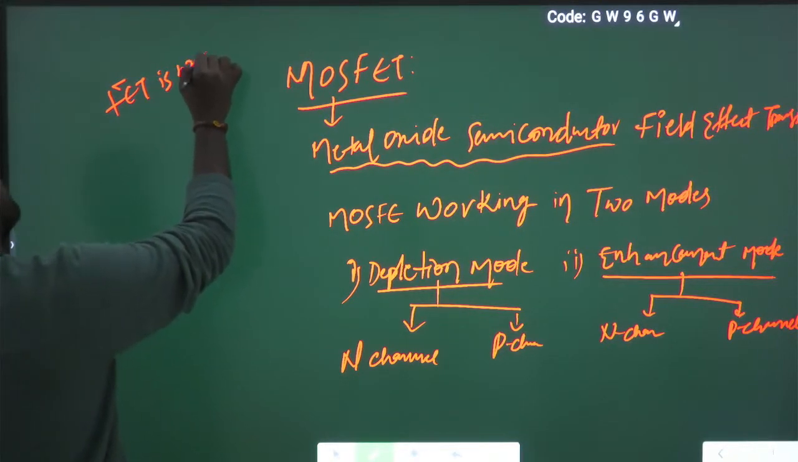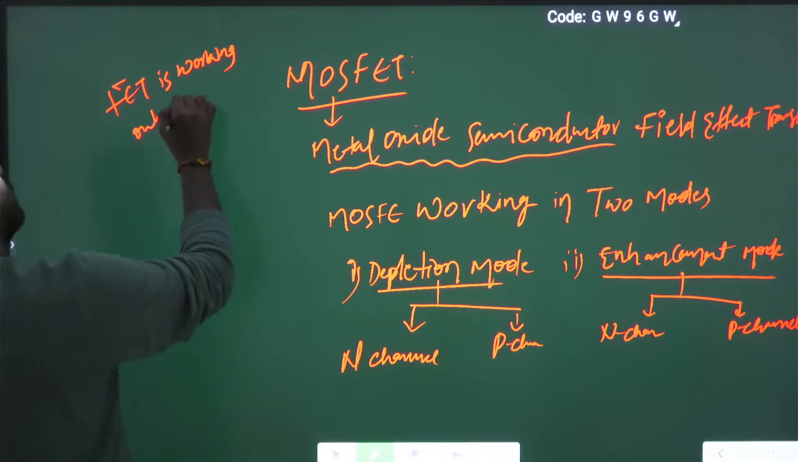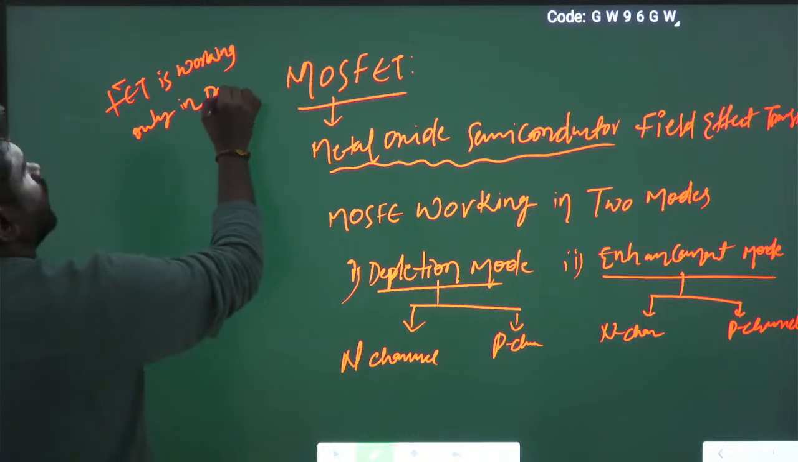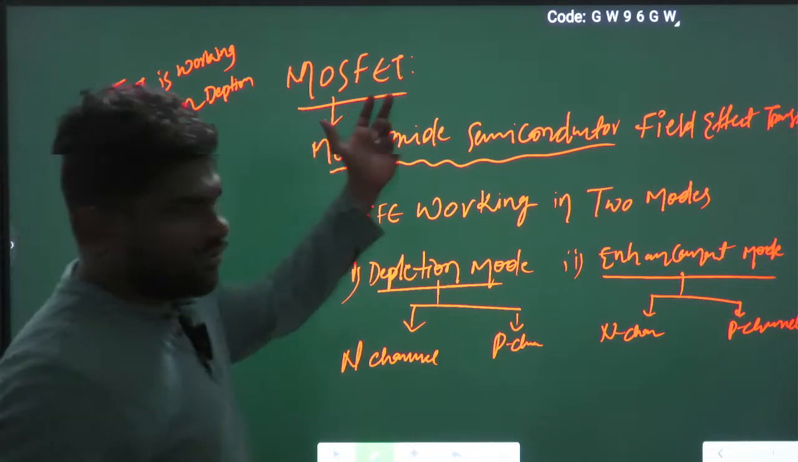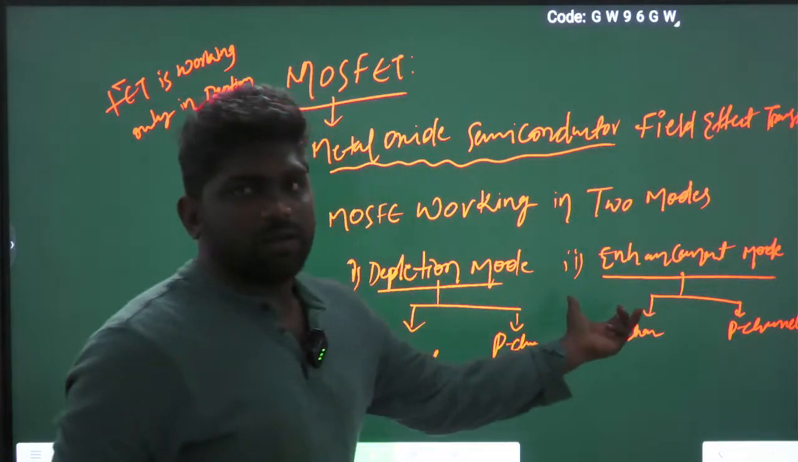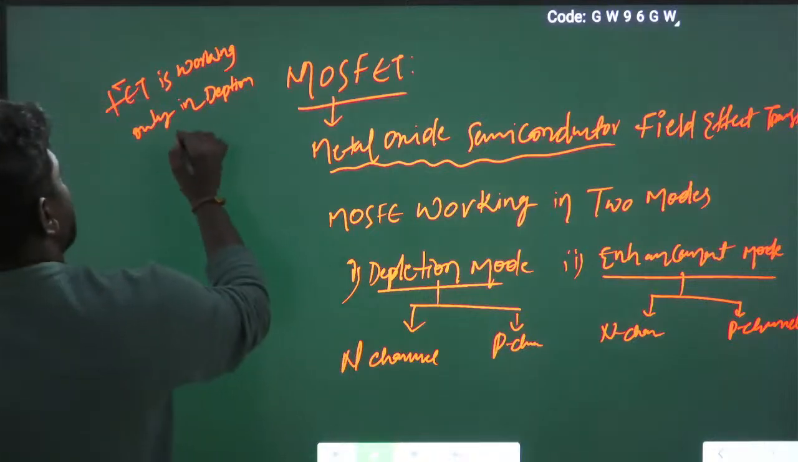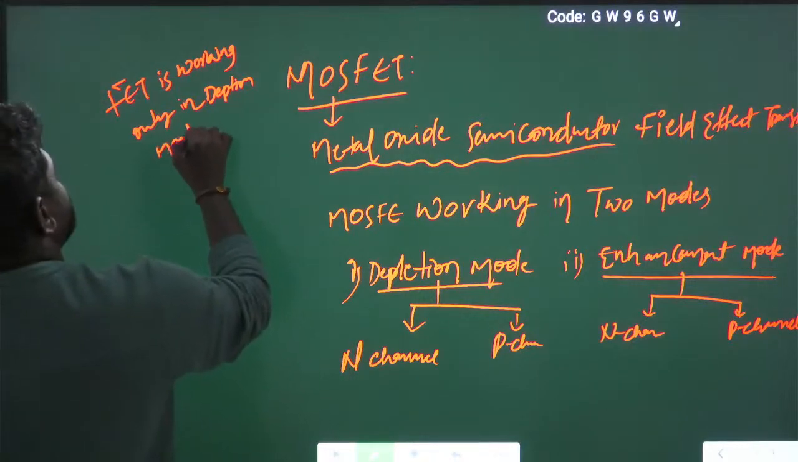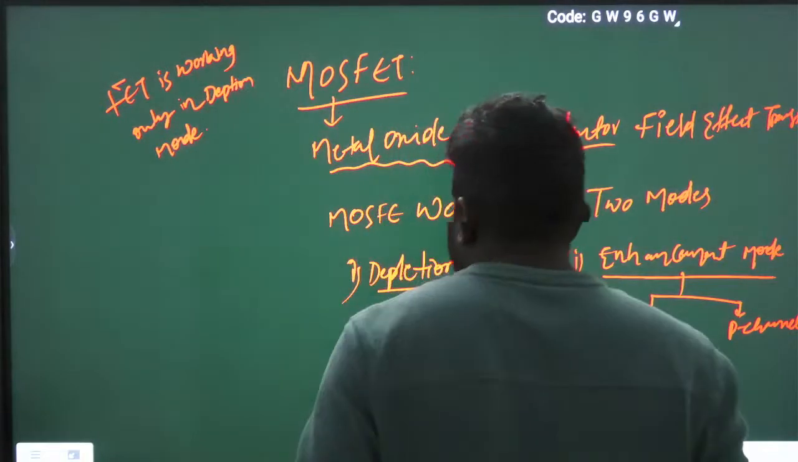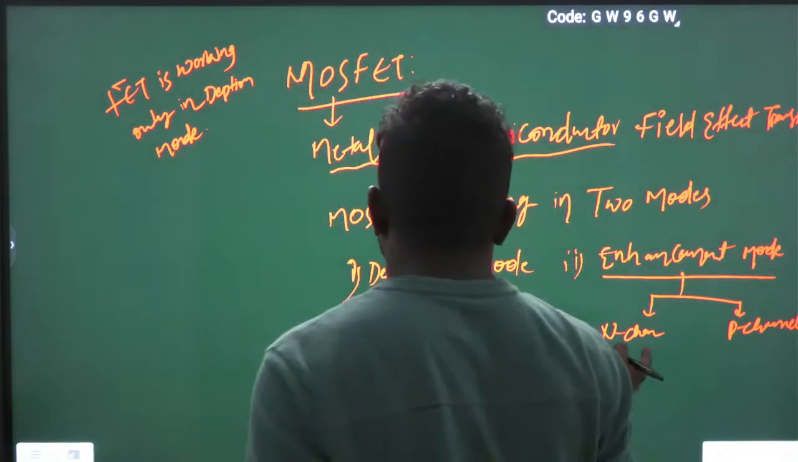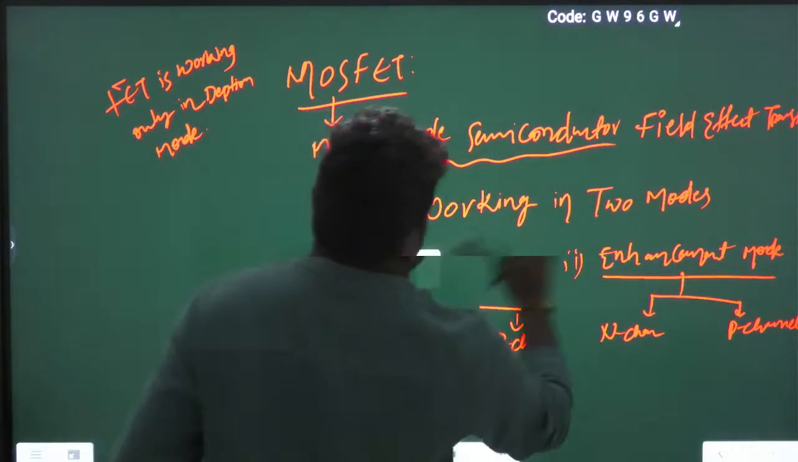FET is working only in depletion mode. This comparison is very, very important. MOSFET works in two modes, that is called depletion mode and enhancement mode. FET is working only in depletion mode. So this point you have to remember: N channel, P channel, enhancement and depletion mode.